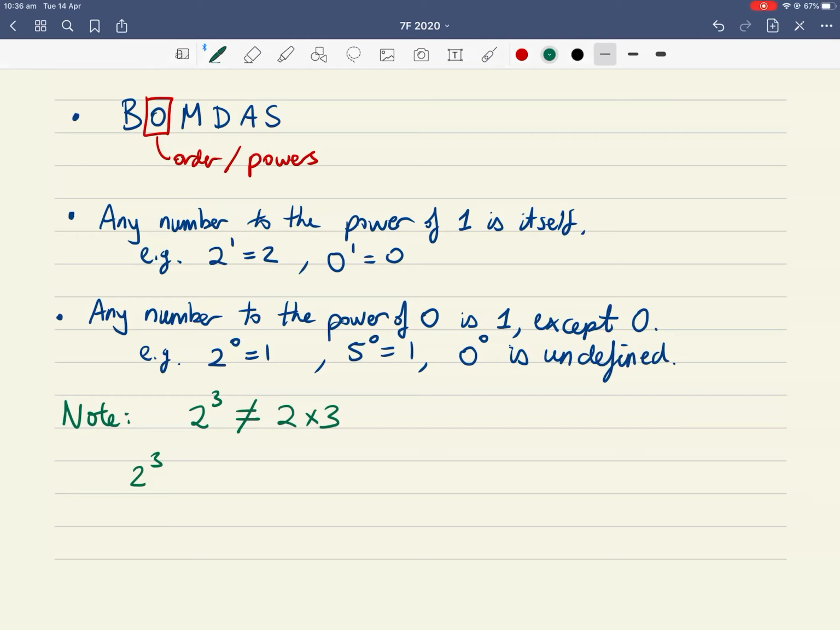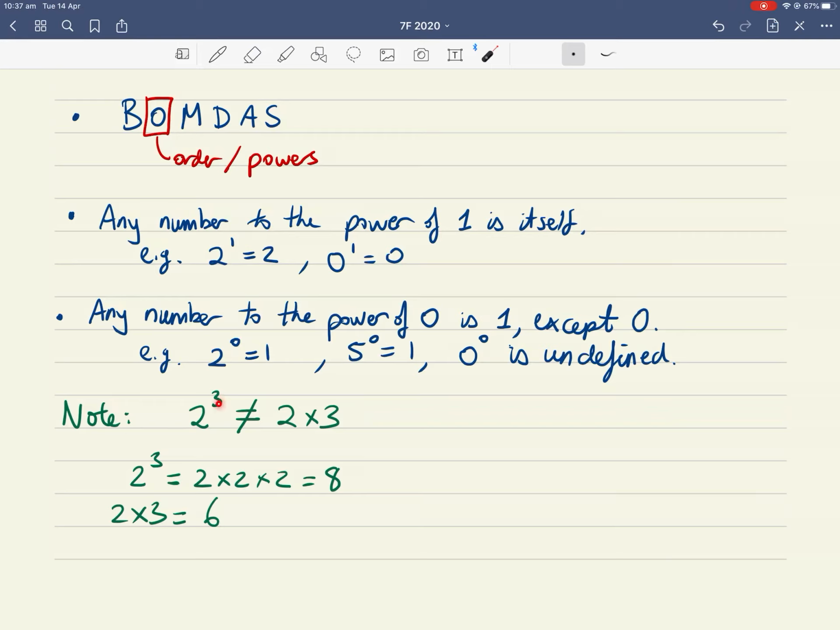Well, what does 2 cubed give us? Well, 2 cubed is 2 times 2 times 2, because it's cubed, 2 times itself 3 times, once, twice, 3 times. 2 times 2 is 4. 4 times 2 is 8. But what about 2 times 3? 2 times 3 gives us 6. Okay, so powers, yes, powers is multiplying, but you're multiplying the number by itself. You're not multiplying the number with the power.